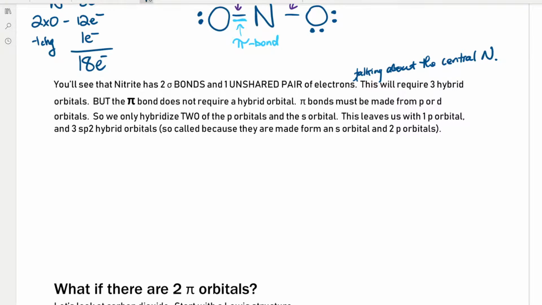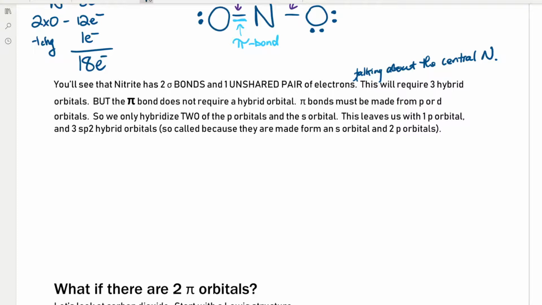This will require 3 hybrid orbitals, but the pi bond does not require a hybrid orbital. A pi bond has to be made from a p or a d orbital. Pi bonds cannot go in hybrid orbitals. They don't, as it turns out, ever go in s orbitals. They have to come from a p orbital, or later on, we're not there yet, a d orbital.